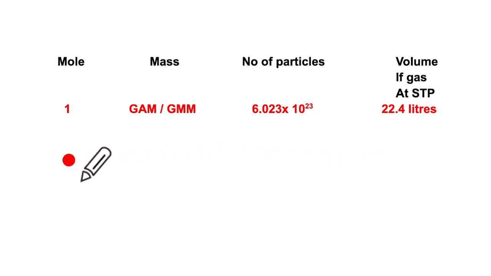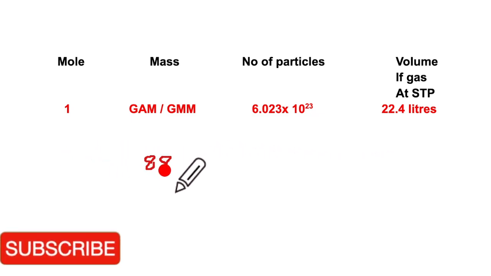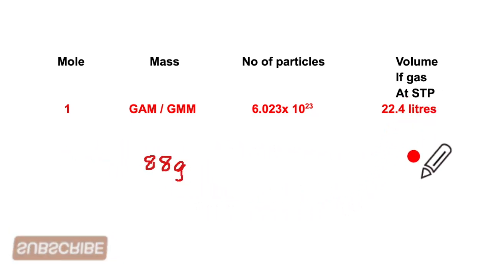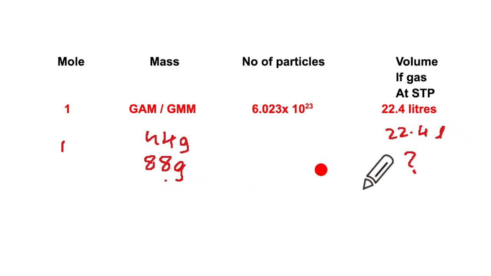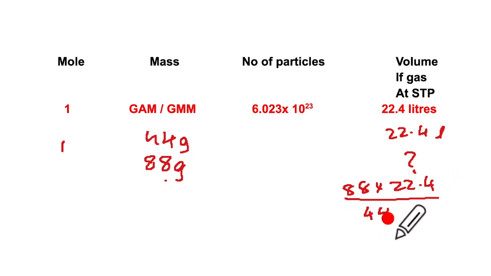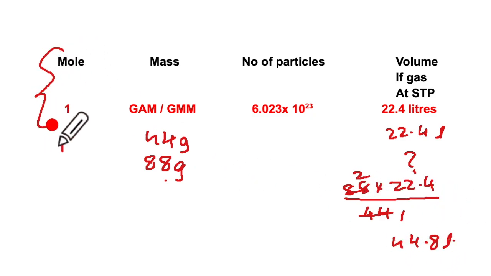Okay, they can even ask you, if it is 88 grams of CO2, then how much will be the volume at STP? In that case, you will say if it is 44 gram, because that is for the 1 mole of the carbon dioxide gas, it will be 22.4 liters. So 88 will be how much? So it will be 88 into 22.4 liters upon 44. See that? 2 into this will give you 44.8 liters. So all you have to do is play with this data.